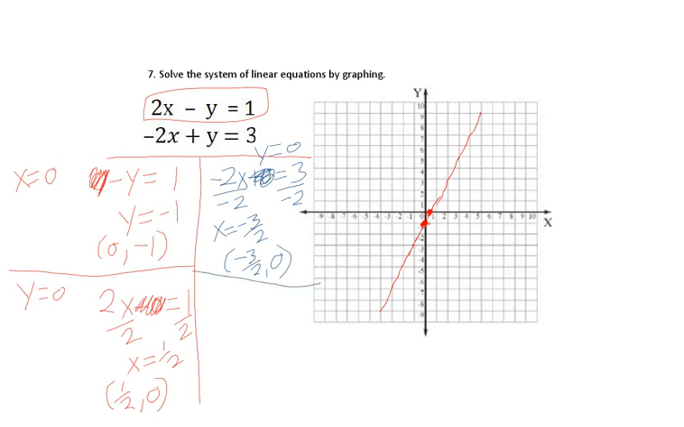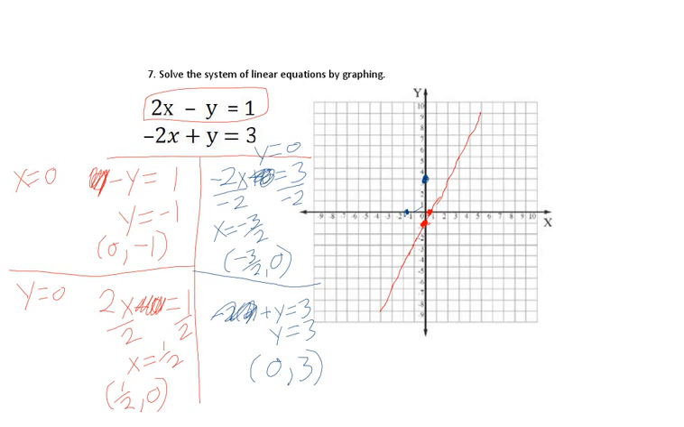And now if you replace x with 0, you're going to get negative 2 times 0 plus y equals 3. 2 times 0 is 0, so you're just left with y equals 3. So 0, 3. Let's plot that. 0, 3 is 3 straight up. 1, 2, 3. Negative 3 over 2, that's the same as 1.5 to the left. So that's 1 full and then halfway.